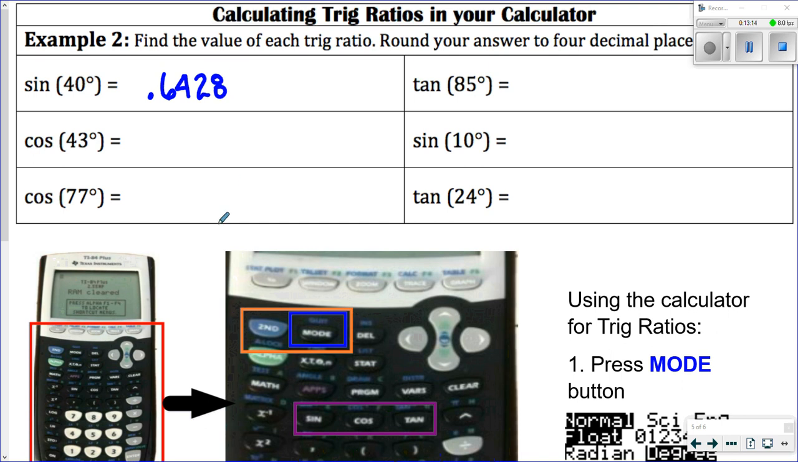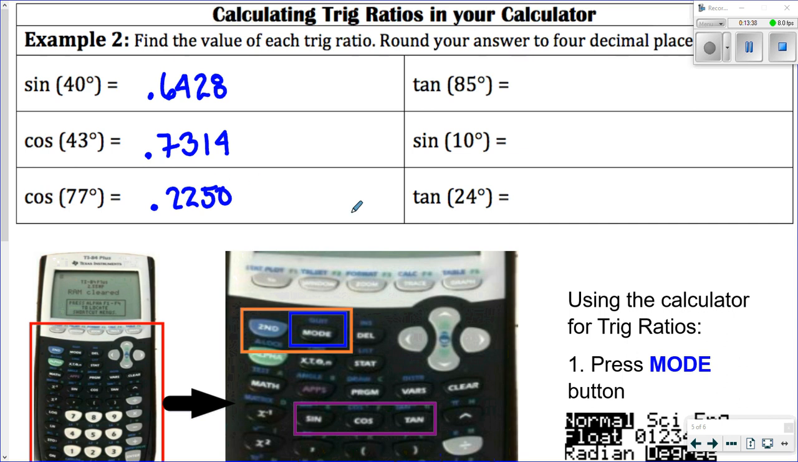All right, so I'm going to do that for cosine. So cosine 43. Press cosine 43, and then I get 0.73135. Since I have to round up, I'm going to have a 4. And then same for cos 77. I get 0.22, and it says 495, so I'm rounding up. It's going to give me 50.